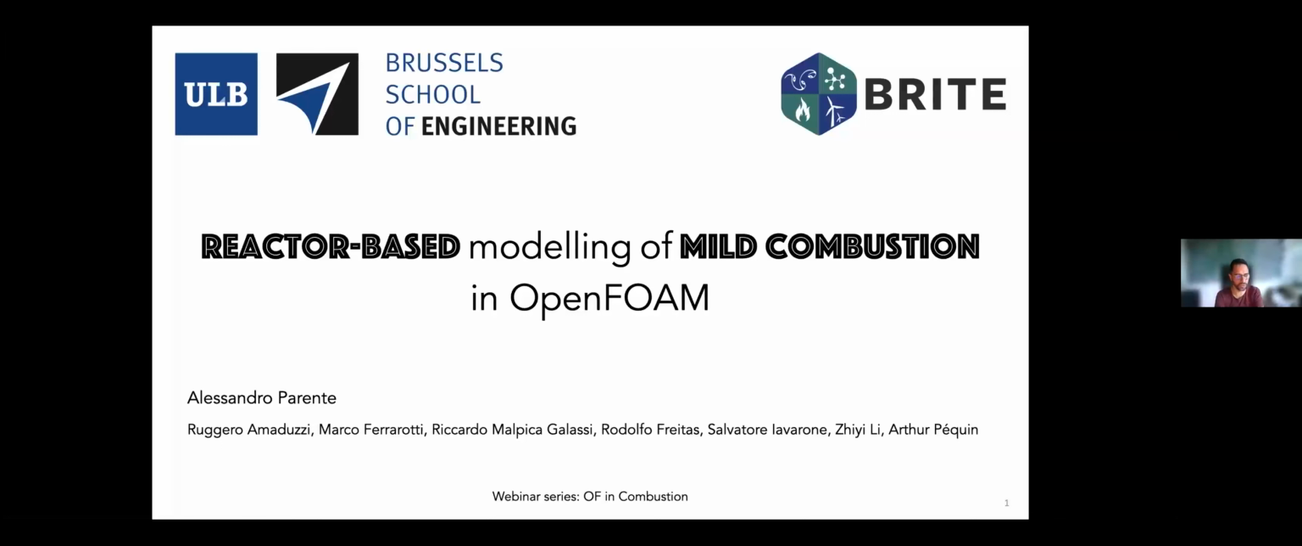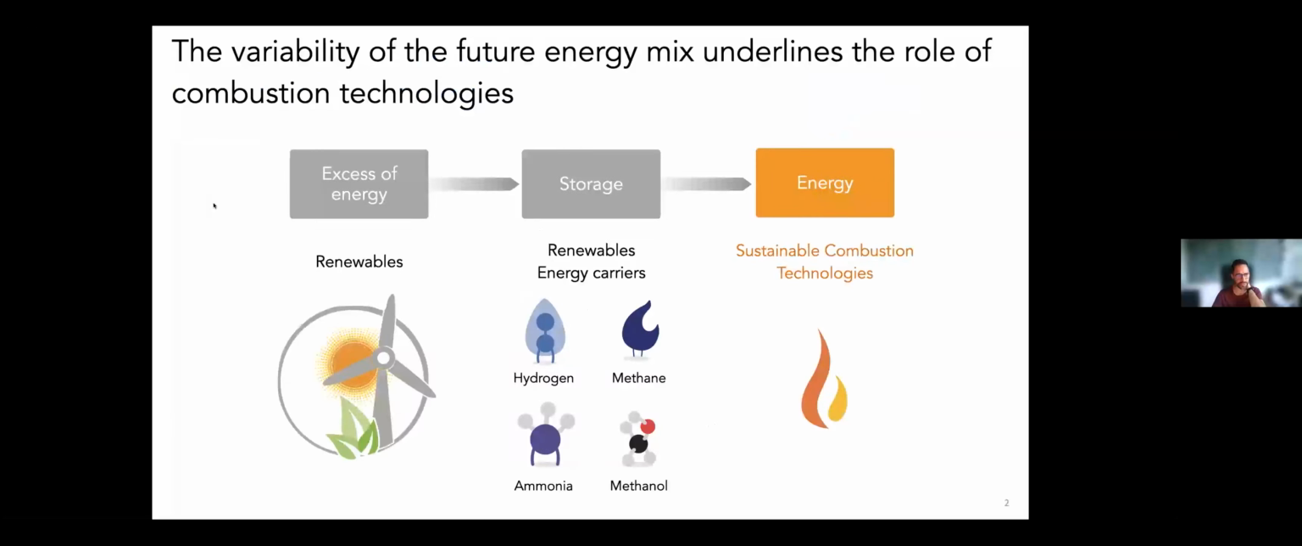Okay, and so my talk today, and again, thanks to the organizers for this opportunity of sharing our work, is about the use of reactor-based models in OpenFOAM, and I will specifically talk about MILD combustion as an application. I suppose that you're all from the combustion field, so I don't have to motivate too much. But I would still like to point out my view on the role of combustion and new combustion technologies in the future energy mix.